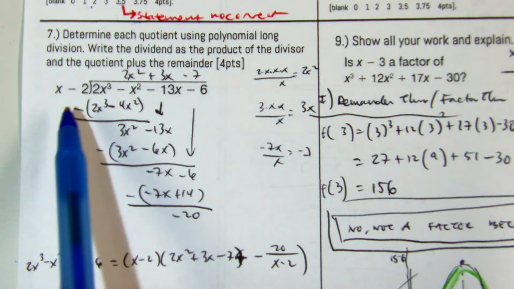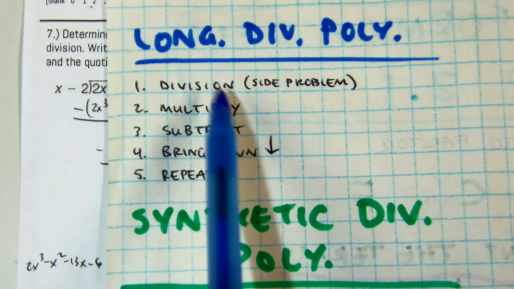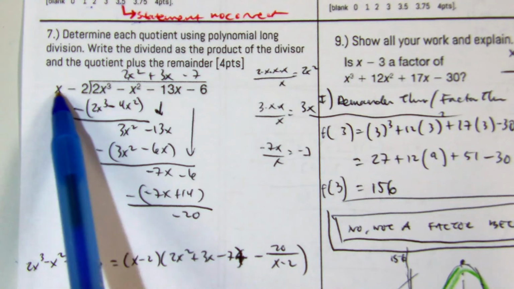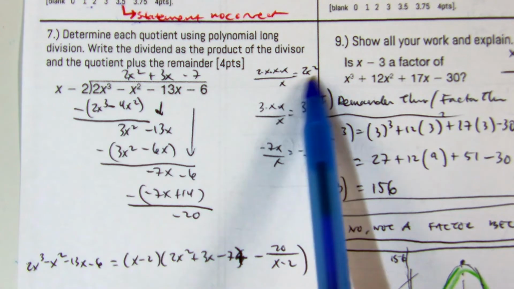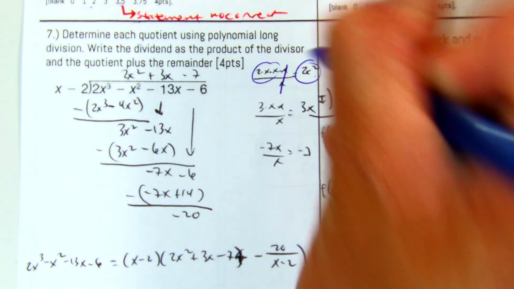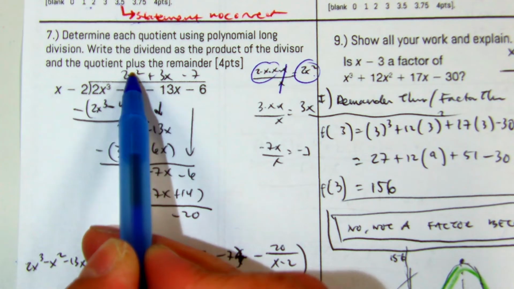First thing you're going to do using long division, using your formula sheet, you're going to divide, multiply, subtract, bring down, and then repeat. So x and 2x cubed. Here's my side problem. These x's cancel, and you're left with 2x squared. 2x squared times x is 2x cubed, negative 4x squared.